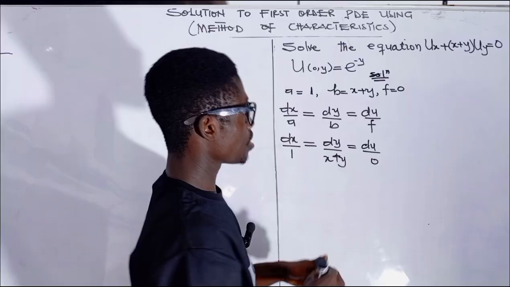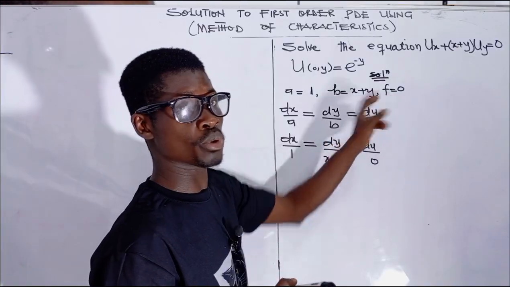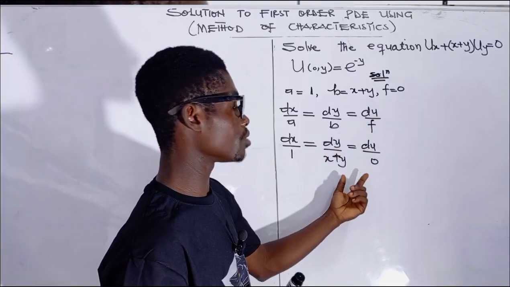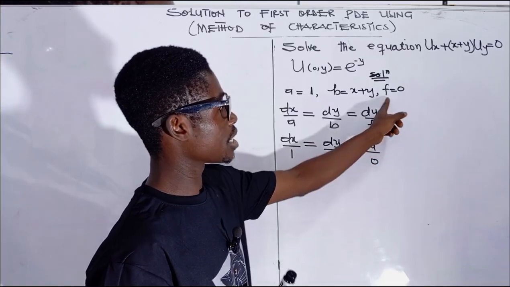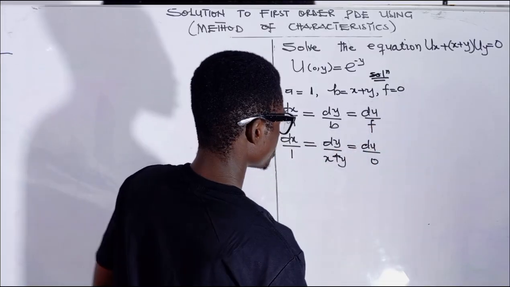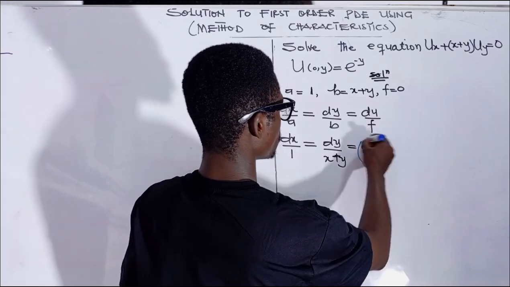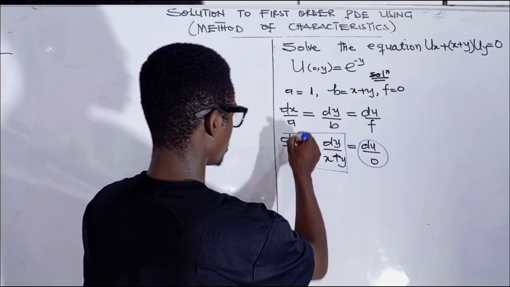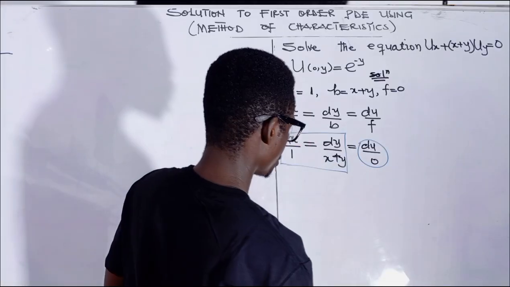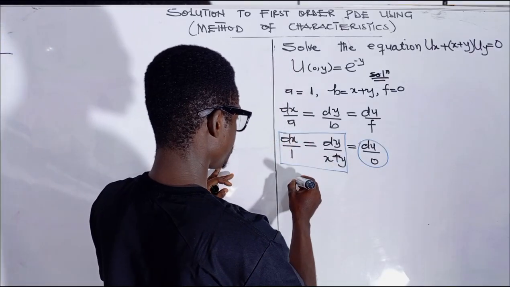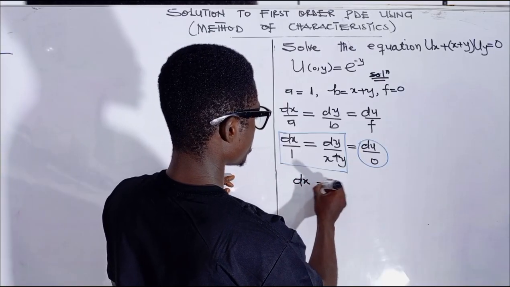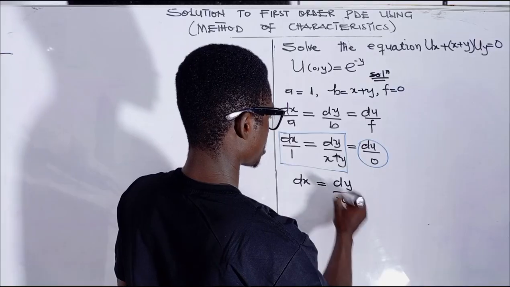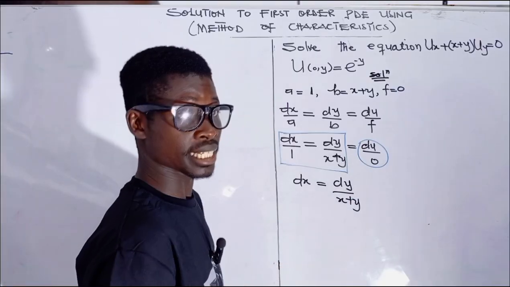Whenever your f is equal to 0, we only have one equation being formed. And when f is not equal to 0, we are going to have two equations being formed. You can see that f is 0, so this one will go and you'll be left with the dx and dy part. So we are going to make use of this to find our solution. So we are going to have dx is equal to dy all over x plus y. Very easy and simple.